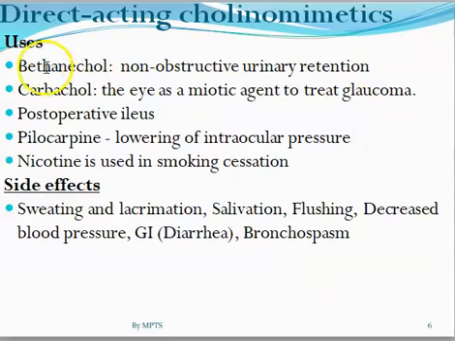Of course, one is bethanechol, which can be used in non-obstructive urinary retention. Carbachol is used as a miotic agent and to treat glaucoma. It can also be used in post-operative ileus. I'm sure you're aware of this. Pilocarpine is used in lowering of the intraocular pressure. Nicotine as a patch can be used in smoking cessation. Now, what are the side effects of all the direct acting cholinomimetics? One is sweating, lacrimation, salivation, flushing, decreased blood pressure, diarrhea, and bronchospasm.